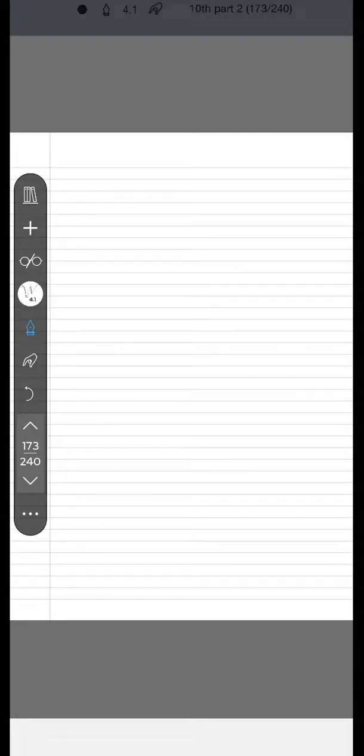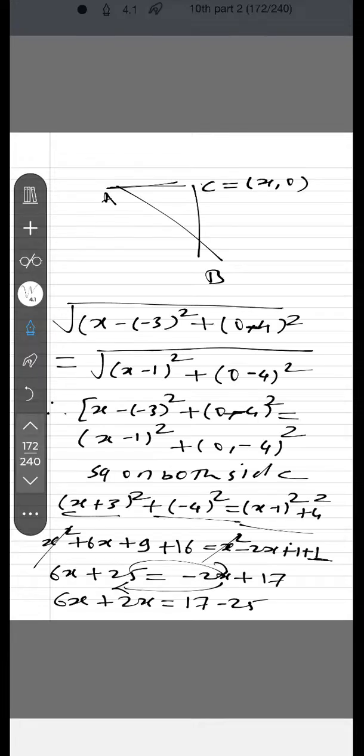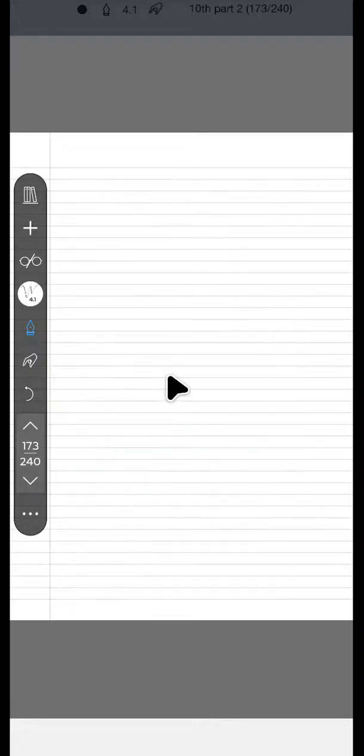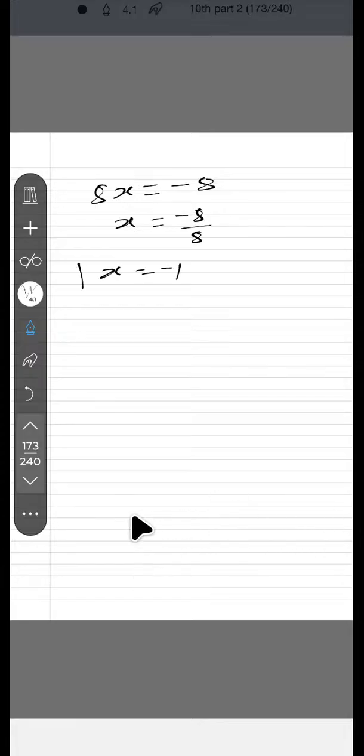So what will I get here? 6x plus 2x is equal to 8x, and 17 minus 25 is equal to minus 8. So x is equal to what will I get? Minus 8 divided by 8. So x is equal to minus 1. Okay, what did I get? x is minus 1.